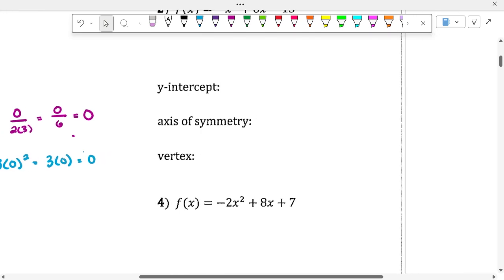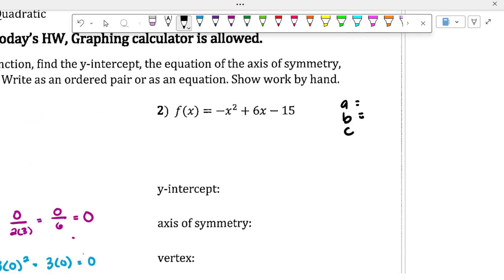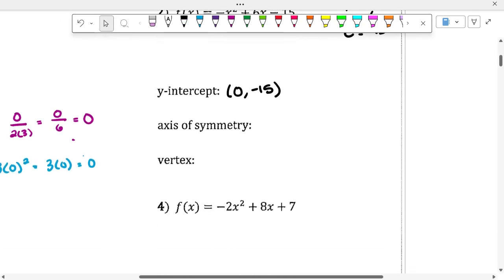If we look at number 2. All right. I'm going to list A, B, and C first. So what is A, B, and C, Kyrie? Negative 1, 6, and negative 15. Good. So that being said, what's the y-intercept, Caden, with a C? 0 over negative 15. 0, negative 15. Good. All right.